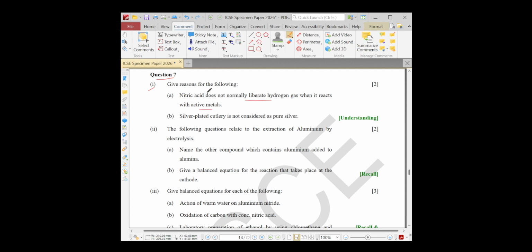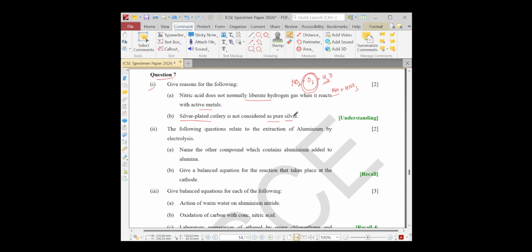So why? The reason is nitric acid is a strong oxidizing agent because it breaks into nitrogen dioxide, oxygen and water. This oxygen actually oxidizes. If you take sodium metal and drop it in nitric acid, what will happen? This oxygen is going to react, so you will not get hydrogen, you will get water.